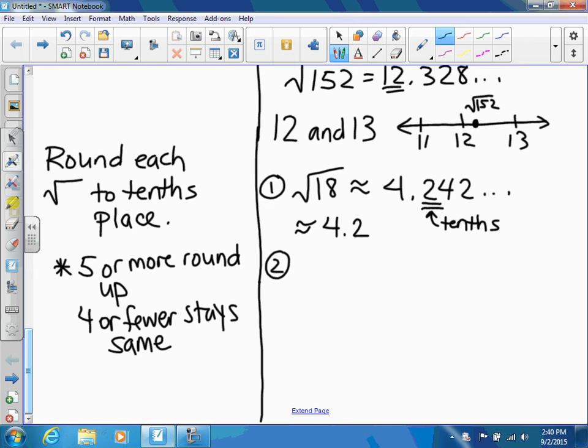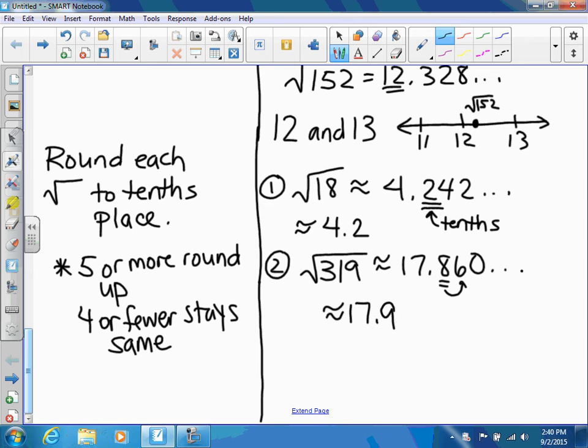All right, so if I look at another one, if I have the square root of 319 in your calculator, that approximates to the decimal of 17.860... Okay, again, the 8 is in the 10th place, but in order to decide what I need to do with it, I need to look at the number right behind it, which is a 6. 6 is 5 or more, so that means I have to round that 8 up. So when I round it up, it doesn't stay an 8 anymore, it turns into a 9. So square root of 319 is the value 17.9.